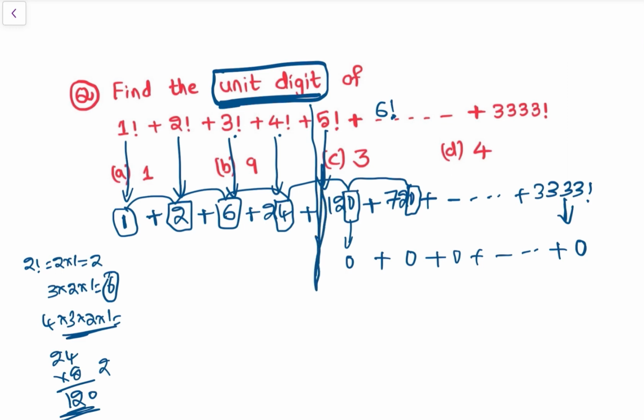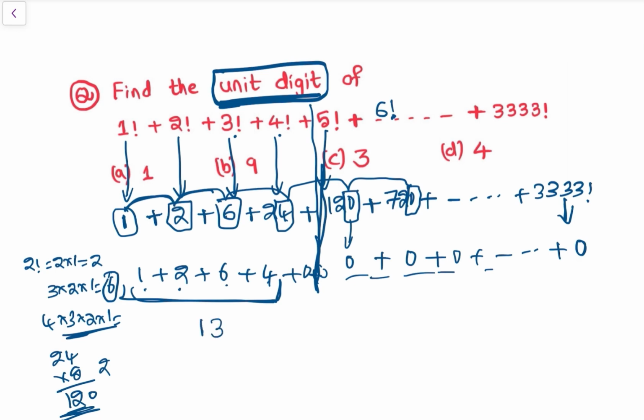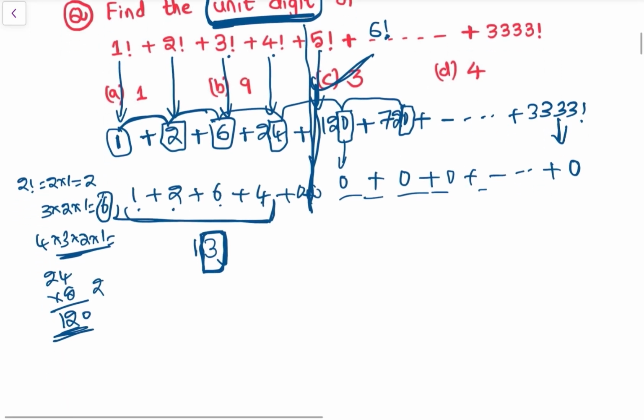So we need to add unit digits of these. So unit digits is 1 plus 2 plus 6 plus 4. 4 is the unit digit of 4 factorial, बाकी सबका 0 है, plus 0 0 0 so on. So if we add it, 6 plus 4 is 10, 10 plus 2 is 12, 12 plus 1 is 13. So 13 आ गया. So unit digit is 13 का last digit, that is 3. So very easy. So let's move to next question.